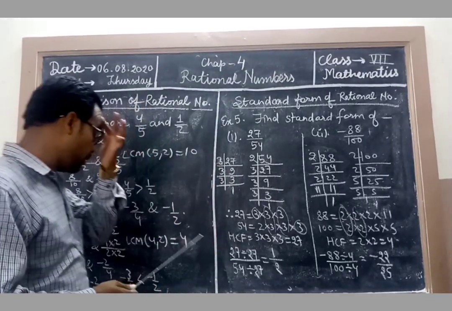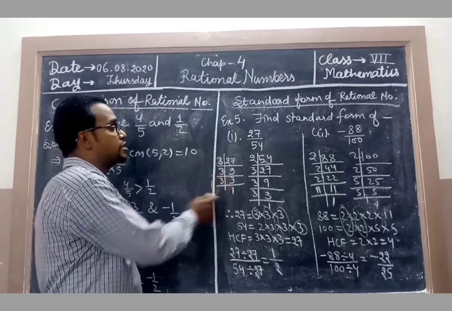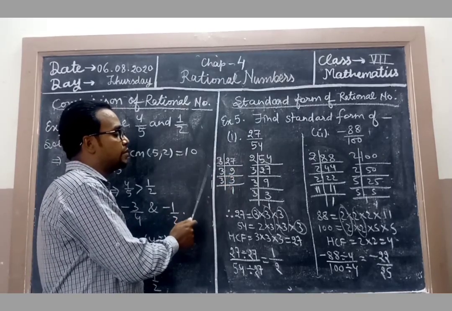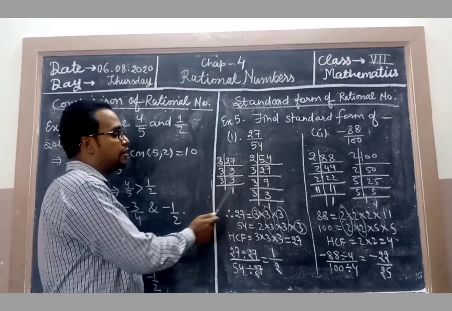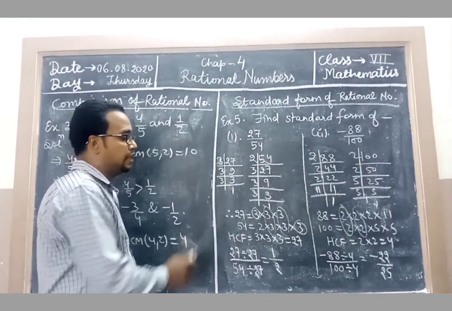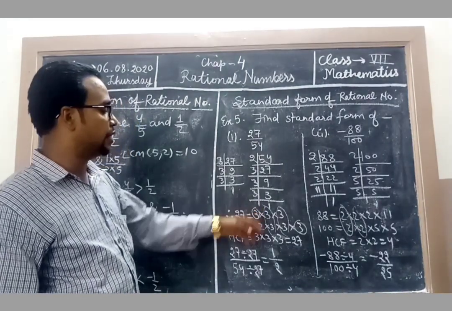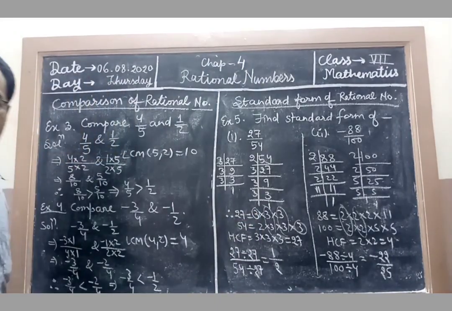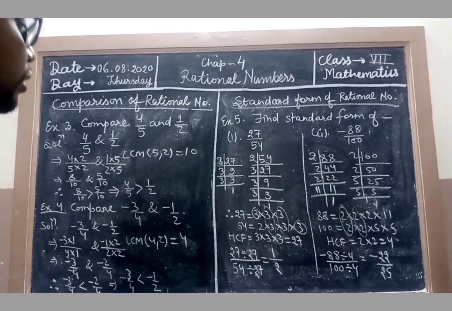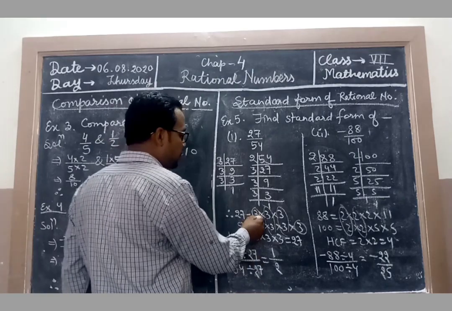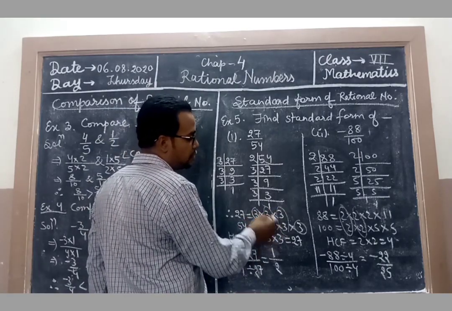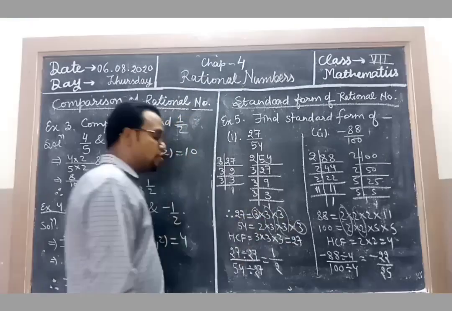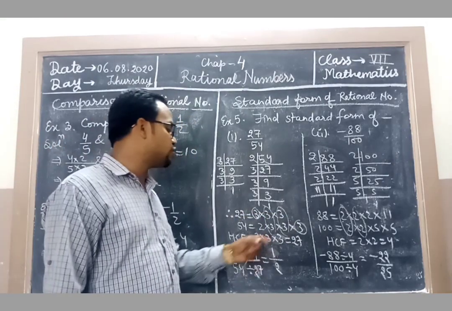First of all, we do the prime factorization of 27 and 54. 27: 3 nines are 27, 3 threes are 9, 3 ones are 3. 54: 2 into 27, 3 into 9 is 27, 3 into 3 is 9, 3 into 1 is 3. So 27 equals 3 into 3 into 3, and 54 equals 2 into 2 into 3 into 3. We observe that 3 comes in both the numbers, and again 3 comes in both the numbers. So the HCF is 3 into 3 into 3, that is 27.